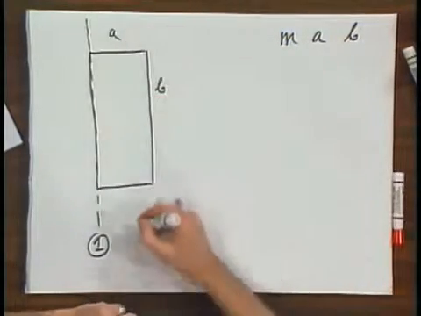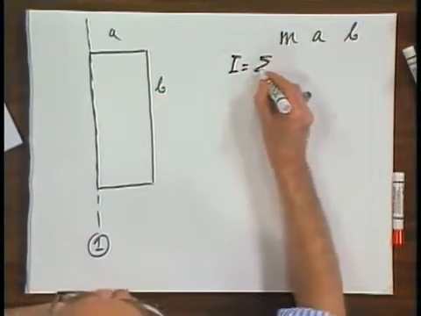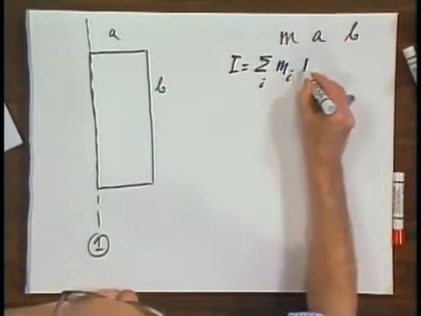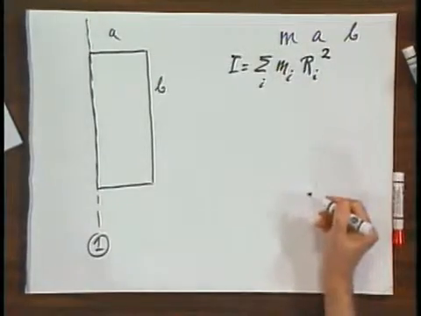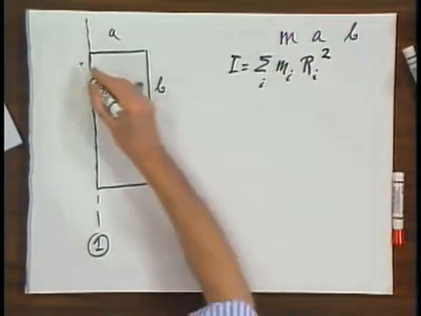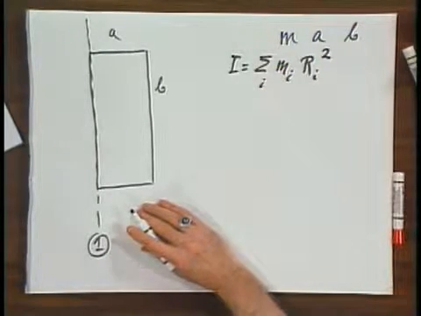Well, I now have to add up all these mass elements, dm, multiply them by their distances to the axis of rotation, and since this is a continuous mass distribution, I have to use an integral.